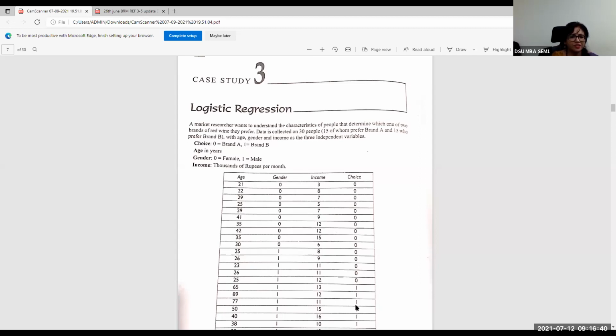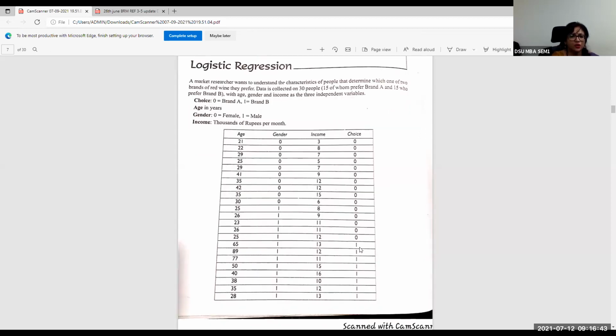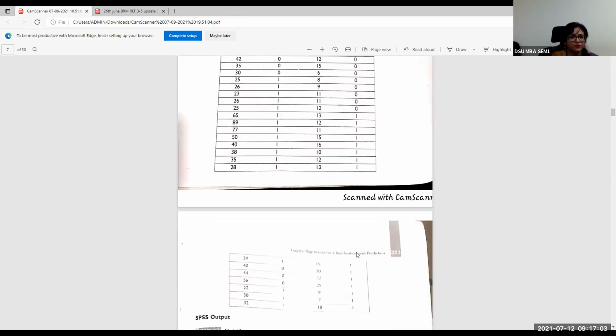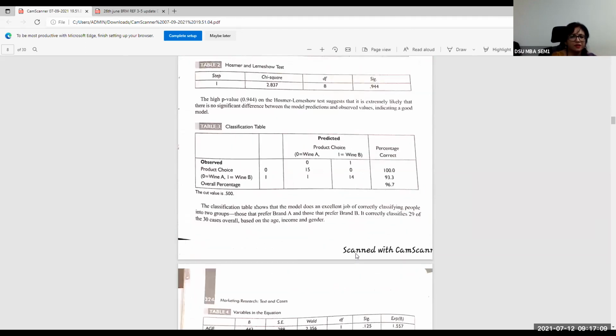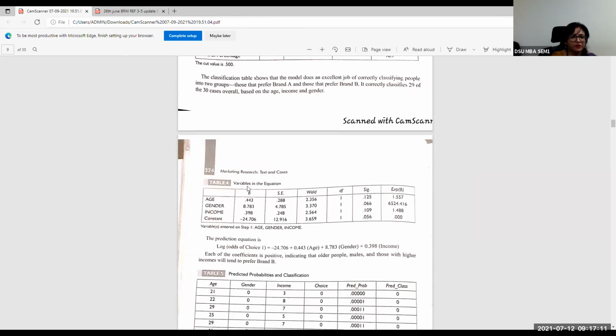Now, if you go down, the first data which appears with the choice for brand B is from a person who's of the age of 65 years, who is a male, because gender has been coded as 1, with 13,000 rupees per month income, who has chosen, the choice is 1, coding 1, which is brand B. All right. So like this, the data entirely goes out. SPSS will throw out a model summary. There are certain things that need to be observed here. So what it is trying to do is that it will give out the variables in the equation. This is what you need to focus on.